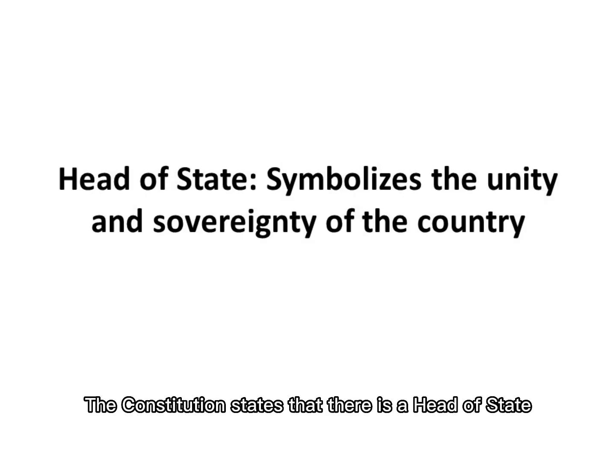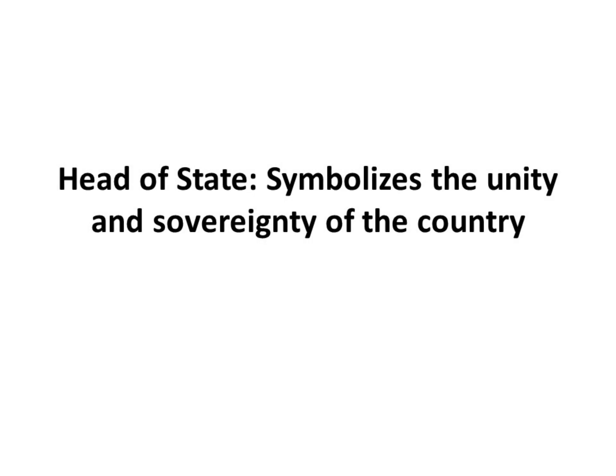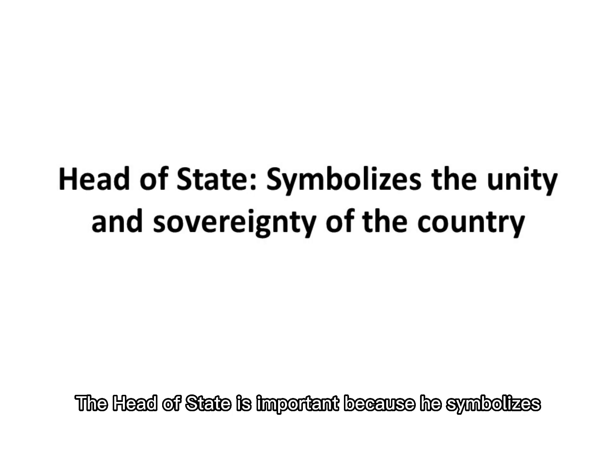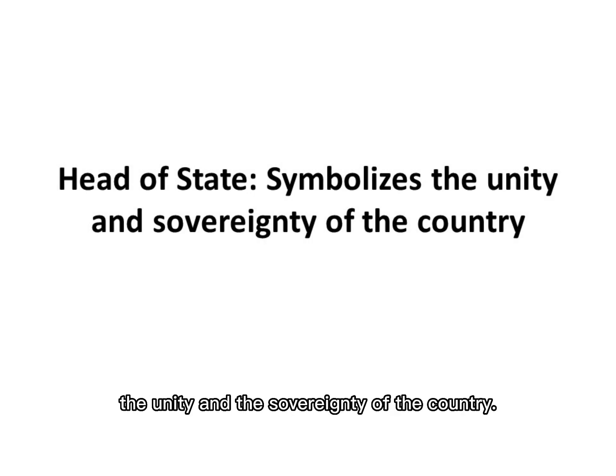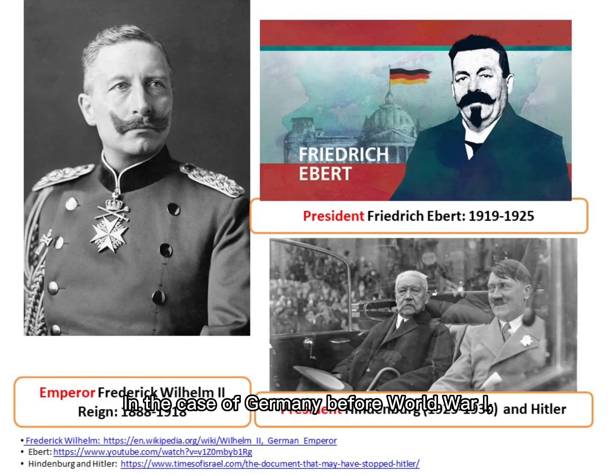The constitution states that there is a head of state, which is what this slide shows you. The head of state is important because he symbolizes the unity and the sovereignty of the country. In the case of Germany, before World War I, we had Friedrich Wilhelm II, and then we had two other presidents, Friedrich Ebert and von Hindenburg. And the one that most people will be familiar with will be Adolf Hitler.